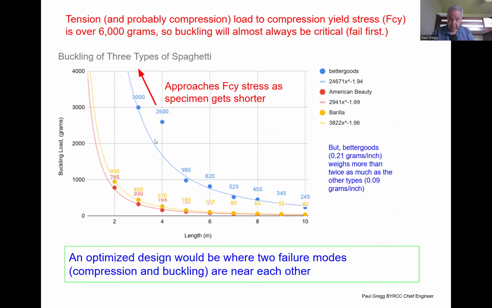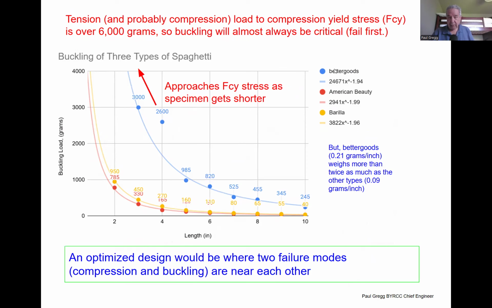Now, these are the three types of spaghetti. I had the better goods, which is the thicker tube spaghetti. American and Beauty are pretty similar. They're just thinner. The actual stiffness of the spaghetti, it's all semolina. It's all made of pretty much the same stuff, dry spaghetti.